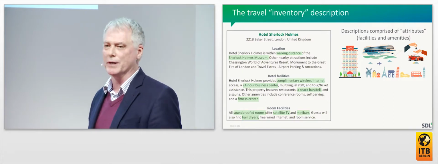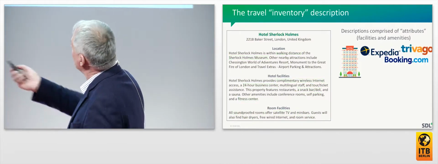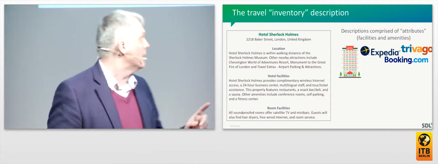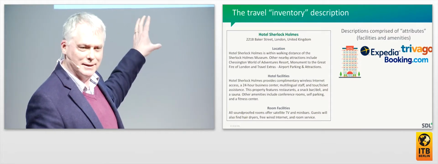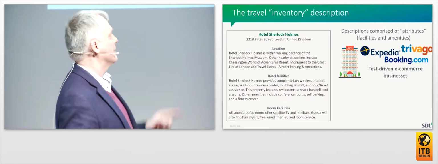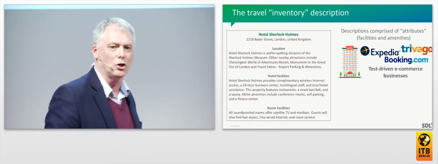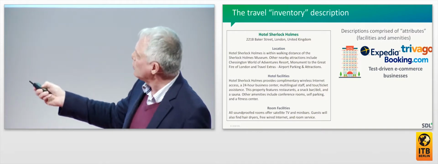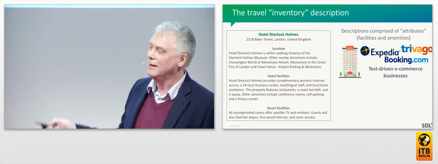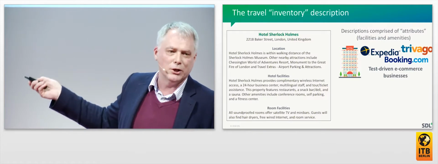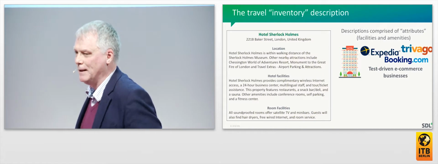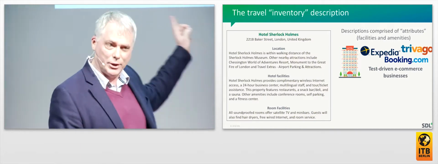Facts about our inventory. Now, the reason it's like this is because the biggest websites in the world have written it like this, and they have written it like this because they are all test-driven e-commerce businesses. They have tested and tested sentence length, order of words, what to put in here. This is the best converting piece of content for a hotel in the e-commerce world today. That's why it's like that. That's why you should write yours like this.